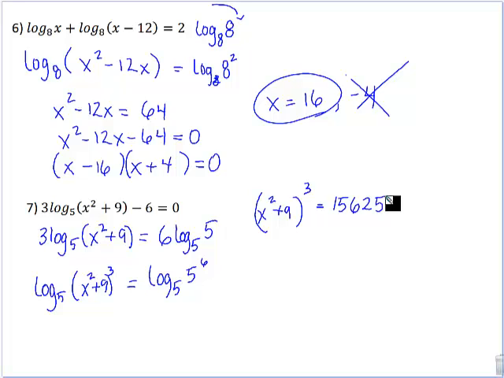This is to the third power. How can we get rid of the third power? Can you square root it to the third power? So cube root it. Yeah, you could cube root it. Cube rooting, do we have to worry about negative signs or positive signs when we cube root? No, we don't, because the sign's going to stay the same. So then we have 15,625, and we need to figure out what the cube root of that is. So we're left with x squared plus 9 equals 25.